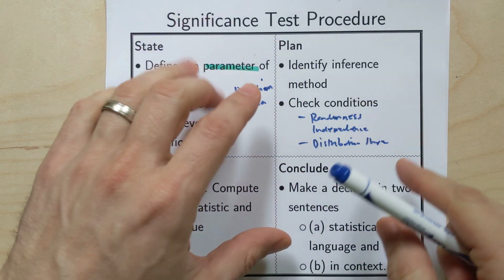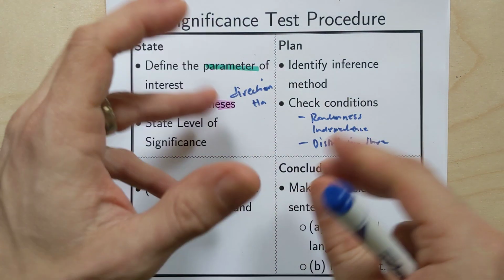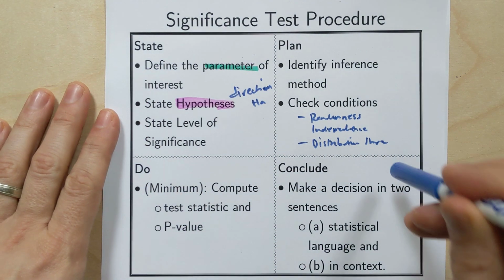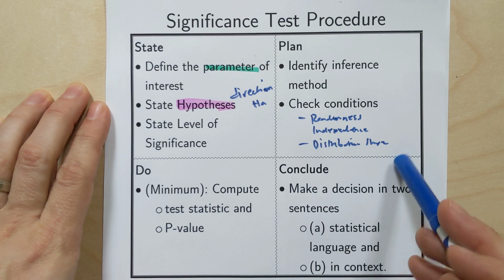Though interestingly enough, AP is kicking out the chi-squares for this exam, so that's a little sad. It makes me sad. But anyways, that's going to be involved with checking the conditions.